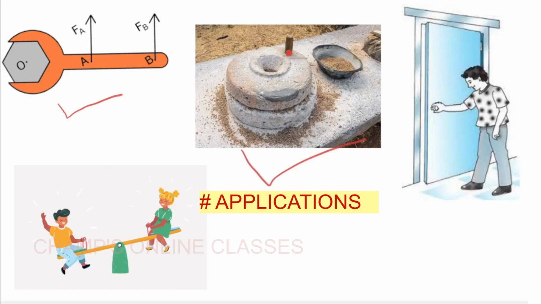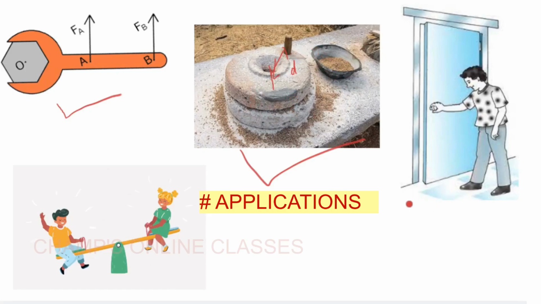Where is the handle provided? It is provided near the rim so that we can have maximum distance from the axis of rotation. And we know that when the distance is maximum, the moment produced is maximum and it is easier for us to grind with less force. Now this is a normal door which we all have in our houses.